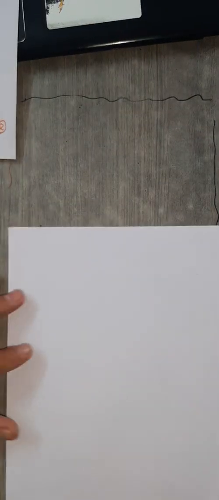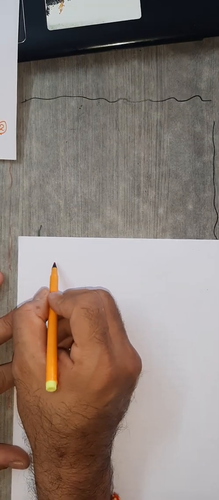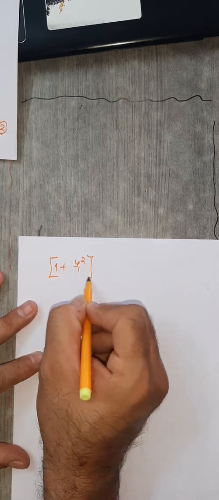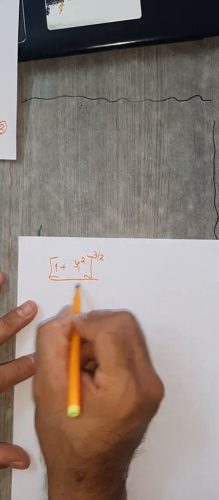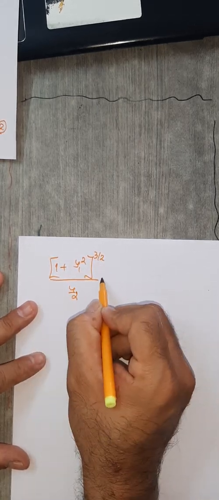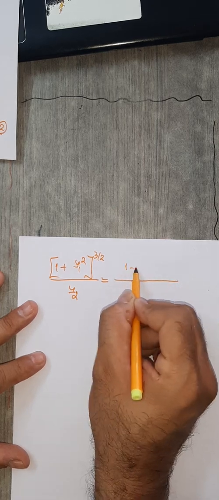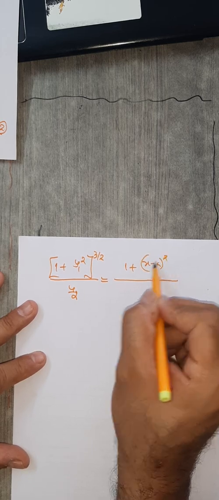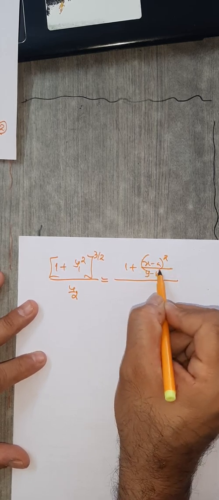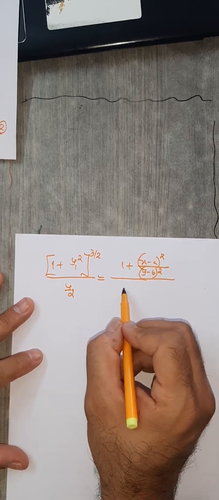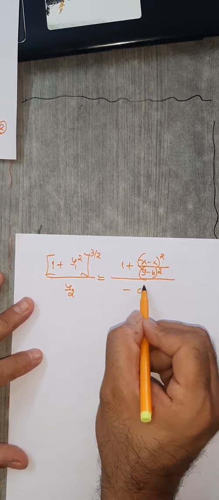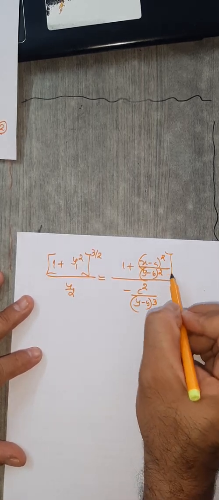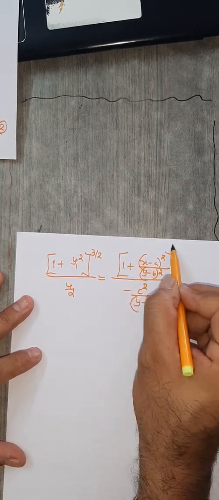From 1 and 2, now we put into that expression. Here you want 1 plus y1 square the whole raised to 3 by 2 upon just y2. This is from 1 and 2. 1 plus y1 square is this, x minus a the whole square upon y minus b the whole square. And what is y2? That is minus c square upon y minus b the whole cube. And here you have raised to 3 by 2, remember.